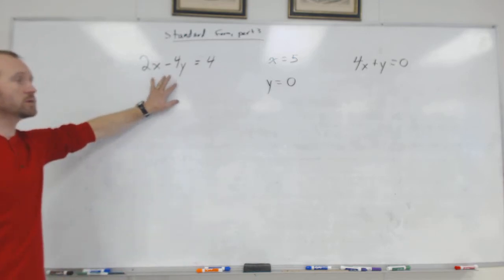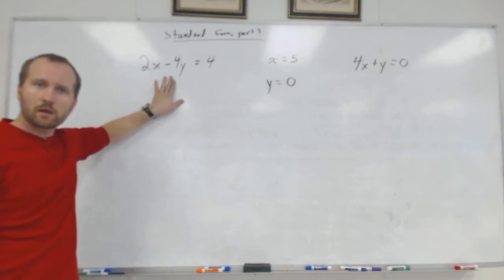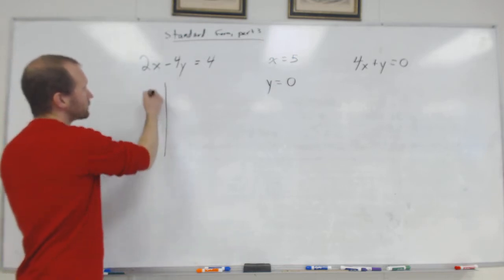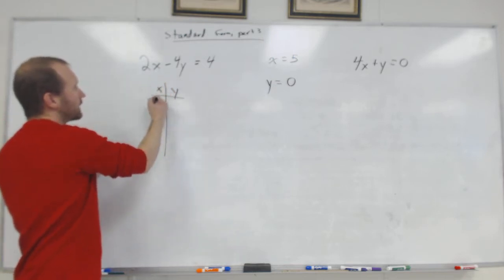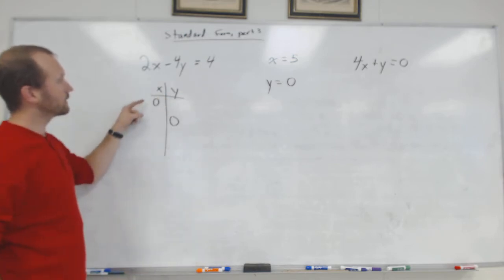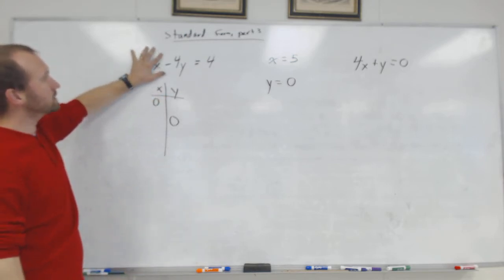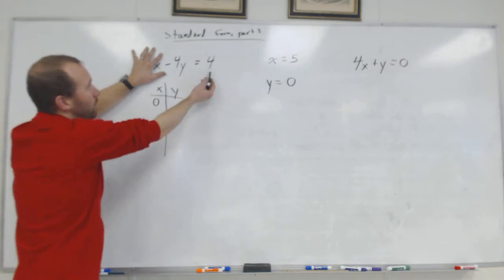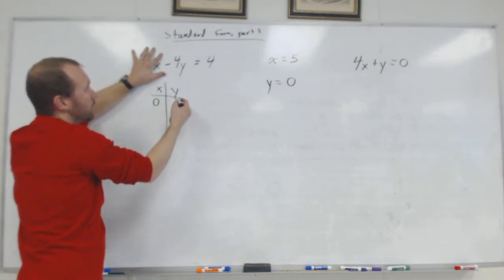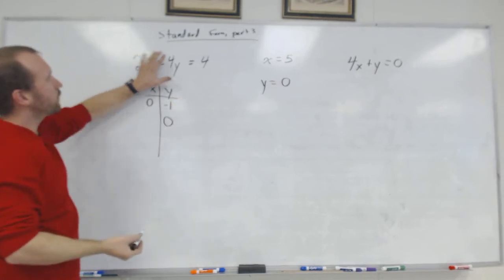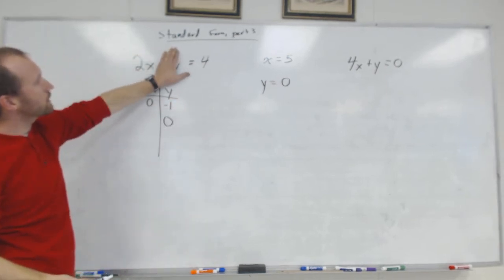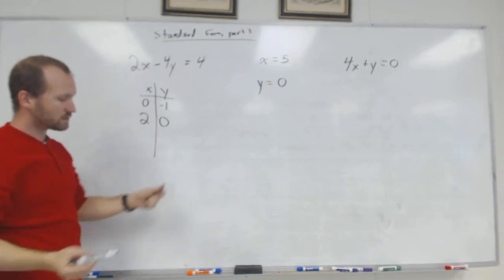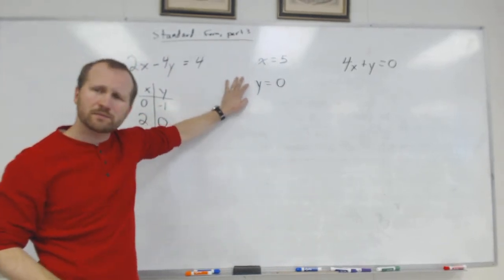What strategy would you use to graph this problem? Make a t-chart, right? Because I know my x and y intercepts are going to be different. What's my y intercept? If x is 0, y would be 4 divided by negative 4, negative 1. If y is 0, x would be 4 divided by 2, which is 2.